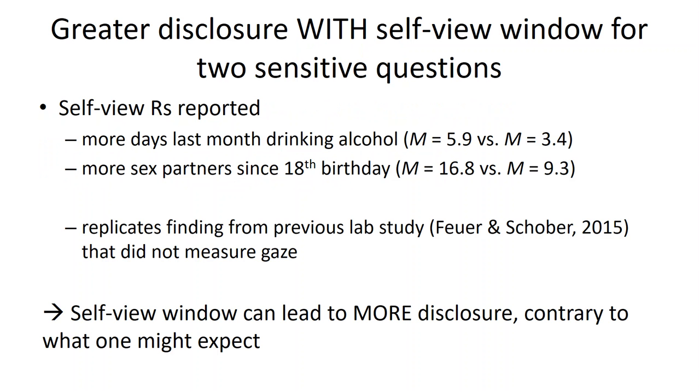So perhaps contrary to what some would expect, the self-view respondents reported more days drinking alcohol and more sex partners since their 18th birthday. This replicates findings from an earlier study that didn't use eye tracking, which suggests that those findings were robust. Something to note is that these univariate analyses were conducted after a multi-level model didn't show an overall effect of self-view on disclosure. Some might expect that the self-view has an overall effect of reducing disclosure, but these results actually show that if anything, the opposite is true.